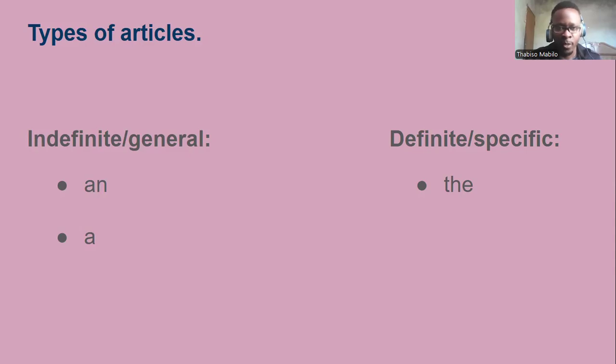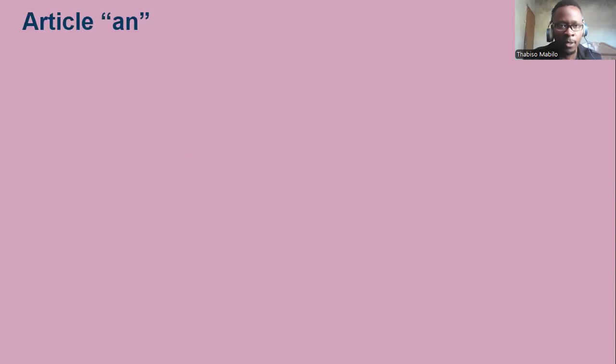Let's now move to the next part where we actually look at the difference between the article an and a. When do we use the article an and when do we use the article a? Okay, let's go there. So let's start with article an. Article an. So when do we use the article an? Okay, that's what we need to try to figure out. When do we use the article an?